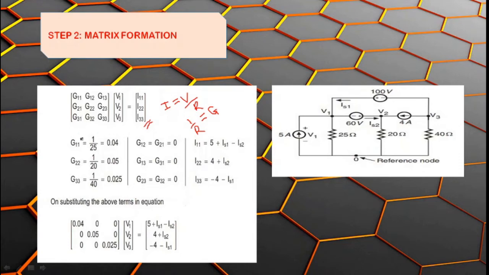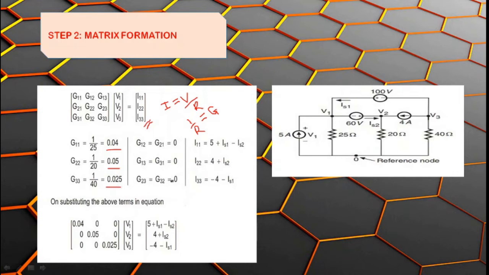So now with this we move on to the matrix elements, G11. Since this is conductance, and in the circuit we have only resistance, we are going to use the reciprocal to find the elements. G11 is the resistance connected with node 1, which is 25. So 1 by 25 is 0.04. Same way G22, resistance connected with node 2, which is 20. 1 by 20 is 0.05. G33, resistance connected with node 3, which is 40 ohm. So 1 by 40, 0.025.